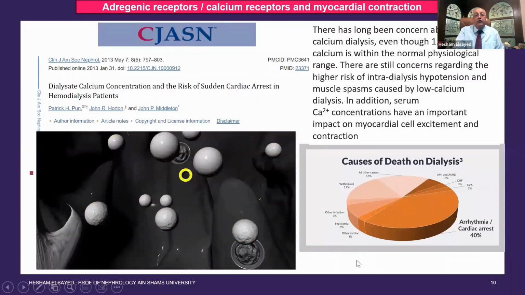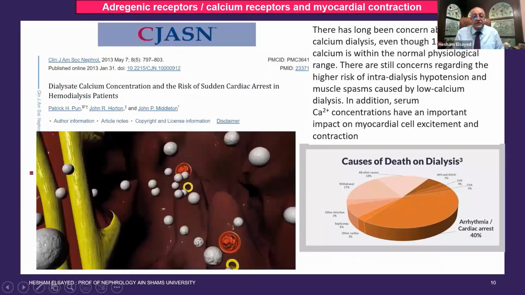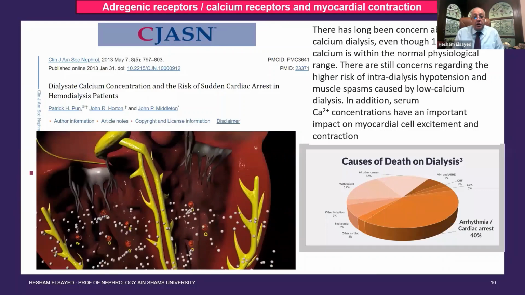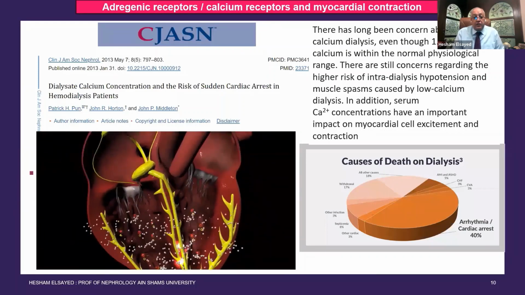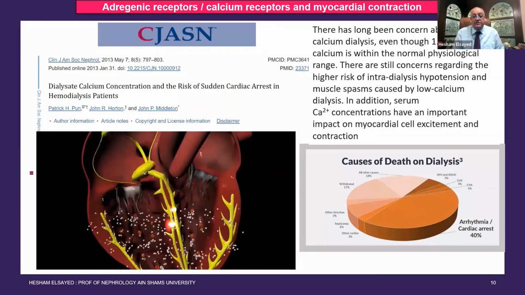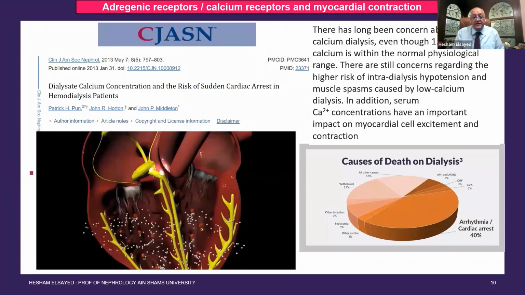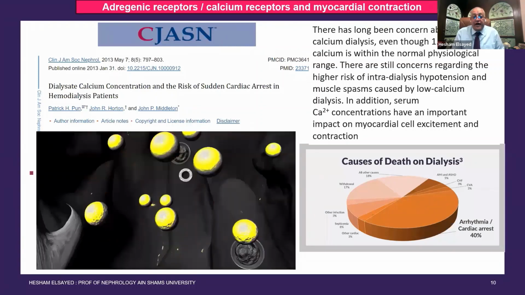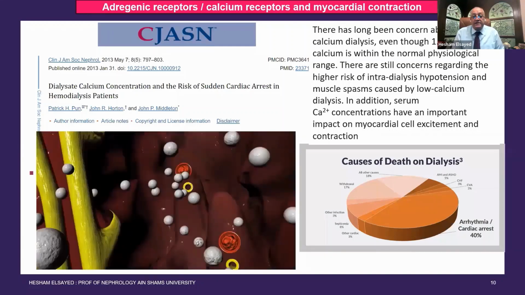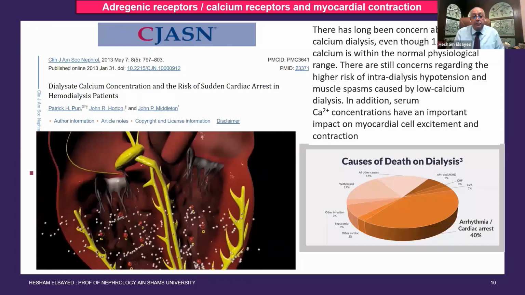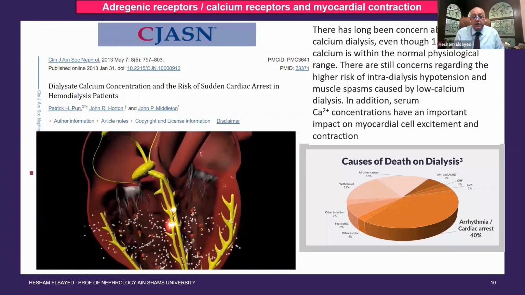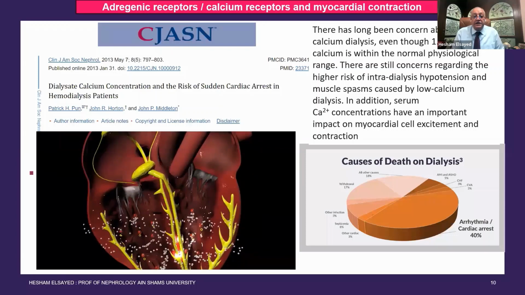If we return to the physiology of the heart, we understand that the contraction of the myocardium depends on actin and myosin, and this is facilitated by the calcium channels and the adrenergic receptors. What is called myocardial stunning means impaired systolic function during dialysis due to ischemia and a decrease in myocardial blood flow.